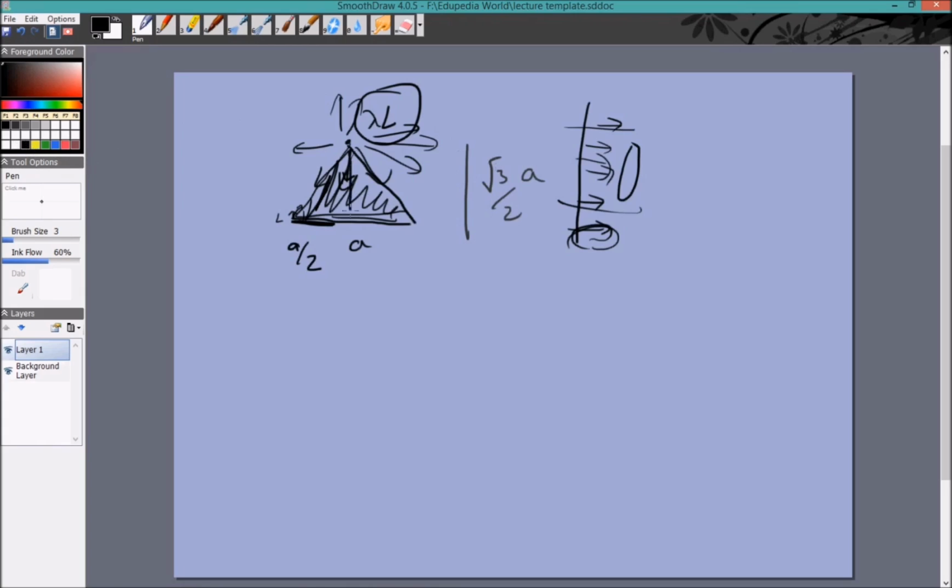Right. So if this is root 3 by 2 and this is 1 by 2, then for this angle, tan theta will be 1 by root 3. That means this angle is 30 degrees. That means this total angle is 60 degrees.